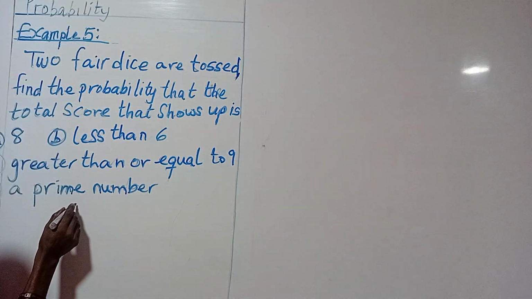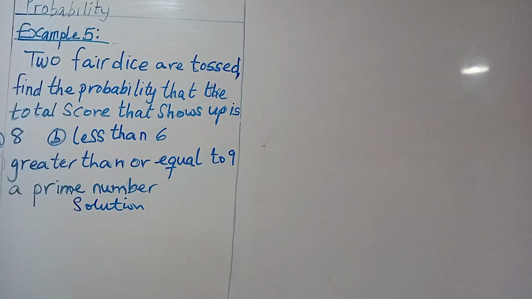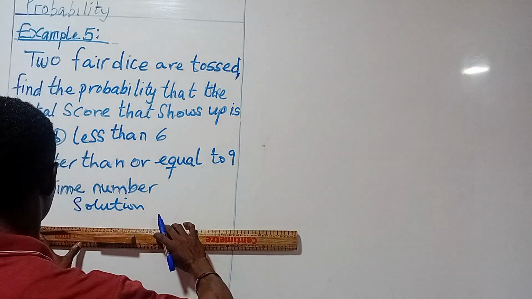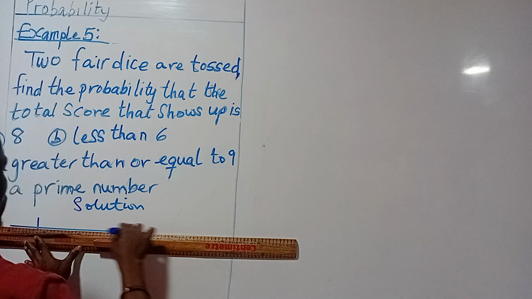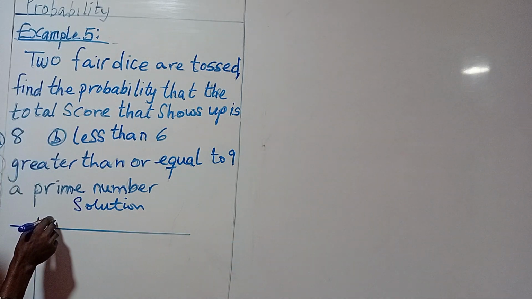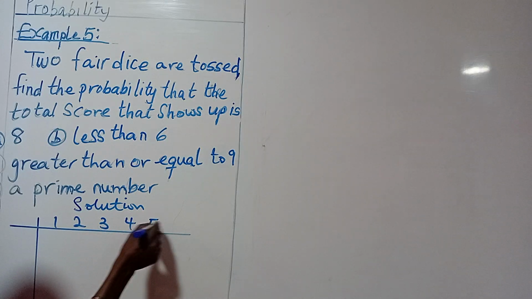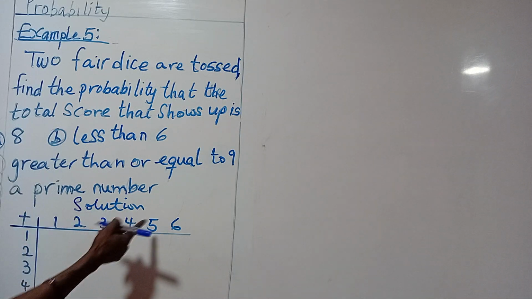Okay, let me manage this case. We have the solution. We need to have a table. Let's say this is 1, 2, 3, 4, 5, and 6, and here is 1, 2, 3, 4, 5, 6. So you add them together. This is called tabulation, or a table.